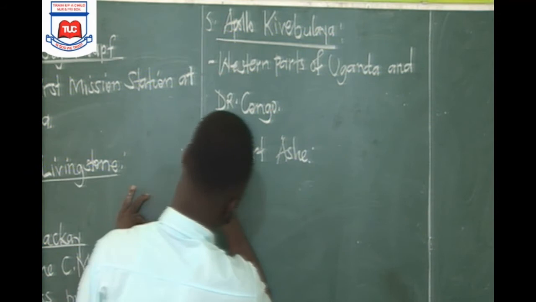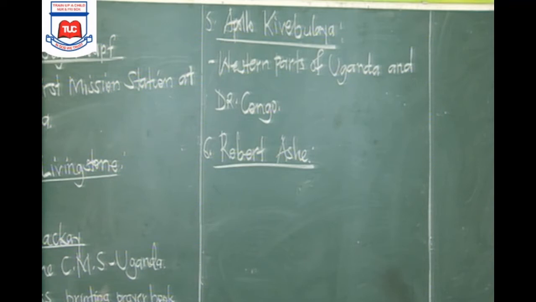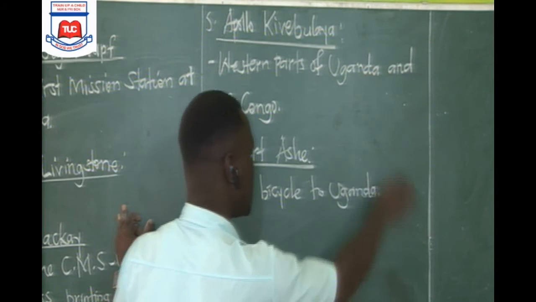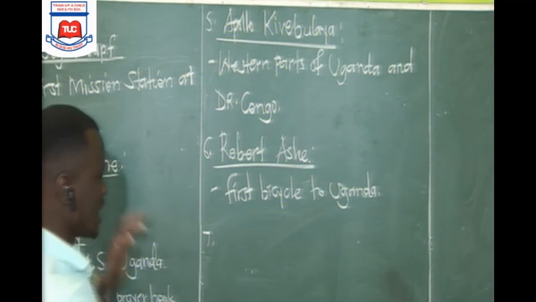The other next one we are going to mention is Robert Ashe. Robert Ashe was the missionary who introduced the first bicycle to Uganda. So we have Robert Ashe introducing the first bicycle to Uganda. Then we can add Dr. Albert Cook. We don't have to forget that.